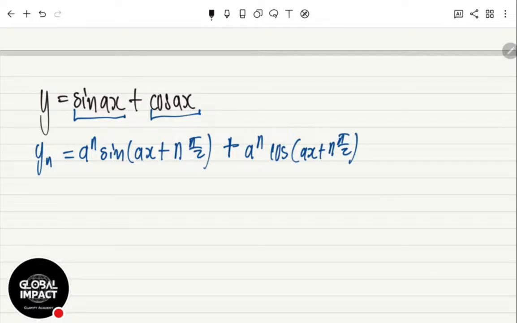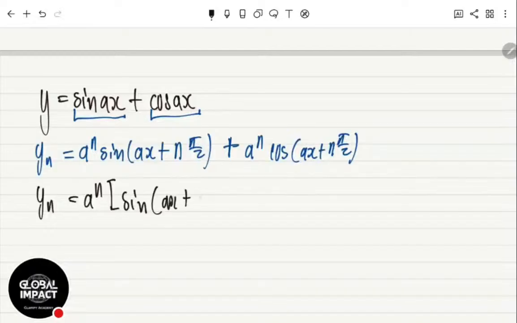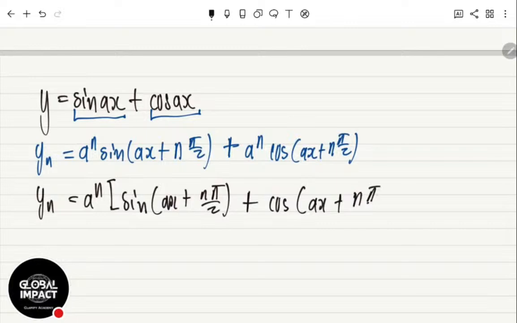Now what do we do here? We're just going to continue. We can simplify this to get a nicer thing. What we can do is bring out a to the n. You now have the nth term being a to the n, then sine of ax plus n pi over 2. And a to the n is still out, so it's just plus, then cos of ax plus n pi over 2.